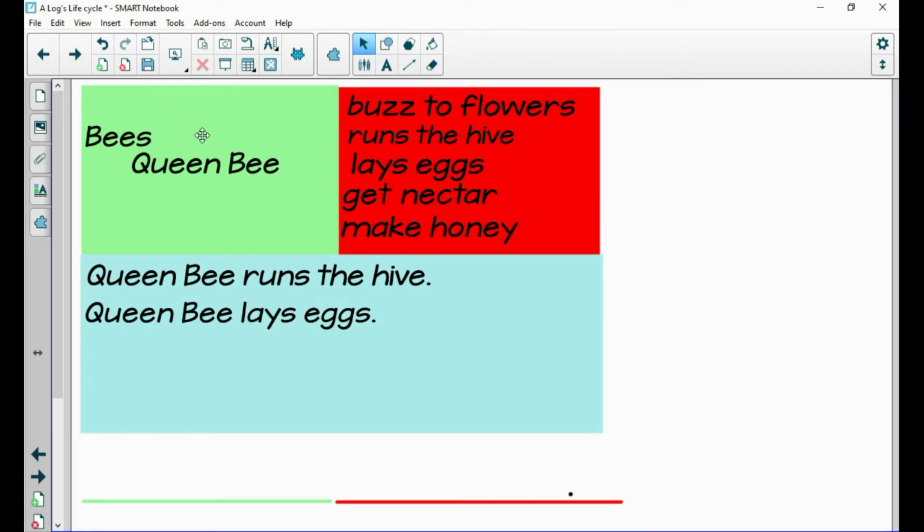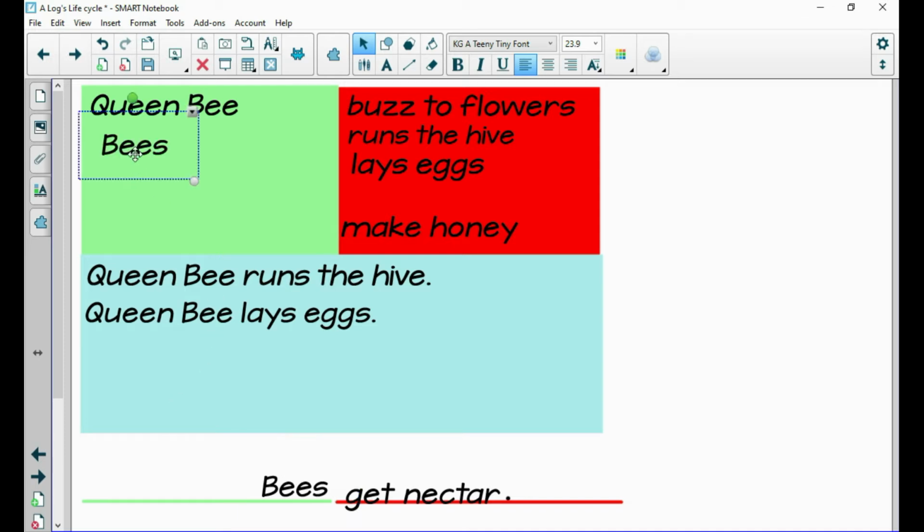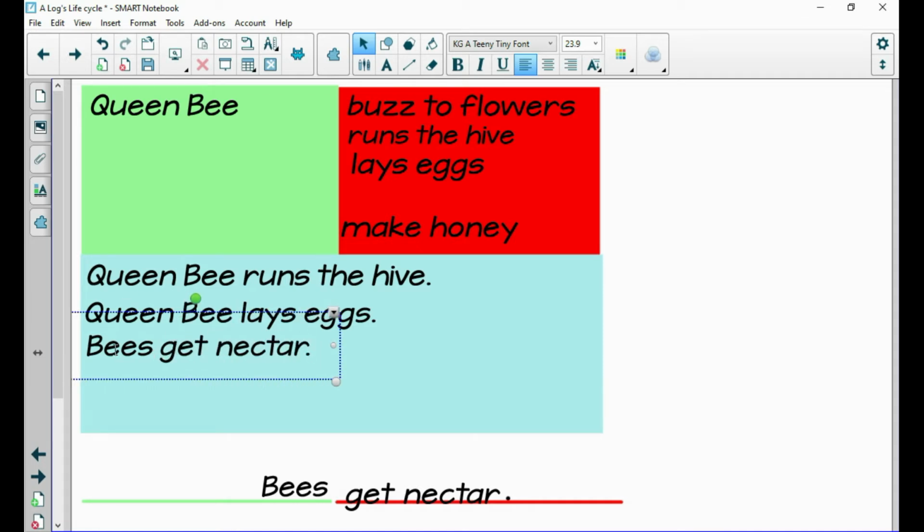Let's change our subject to bees. Here's bees. Let's choose a different one. Get nectar. Okay? Make my G sit down on the line like it's supposed to. There we go. All right, bees get nectar, and there's my period. It would be better if this was closer over here, so let's drag it over. Okay, capital letter, period, subject, predicate. Man, that's a good sentence, and it even makes sense. Bees get nectar. All right, so let's put that into our good sentence box. Bees get nectar. That's another good sentence. Let's see if we can make one more good sentence.